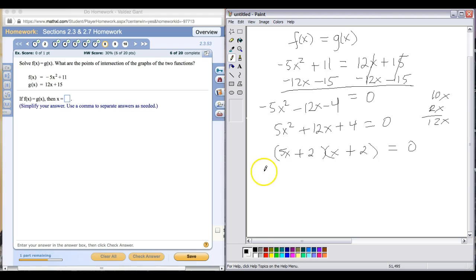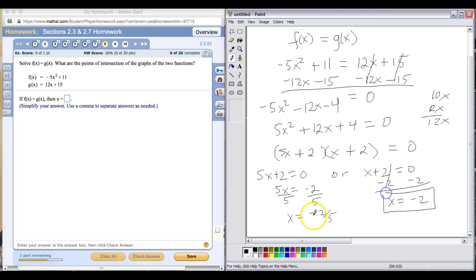So at this point, we know that 5x plus 2 is equal to 0, or x plus 2 is equal to 0. If we go ahead and solve, subtract 2 from both sides and then divide by 5, we get x is negative 2/5. And over here, if we subtract 2 from both sides, x is negative 2. So the two places on the graph of these two functions where they intersect would be when x is negative 2/5 and when x is negative 2. So somewhat relatively close to one another.